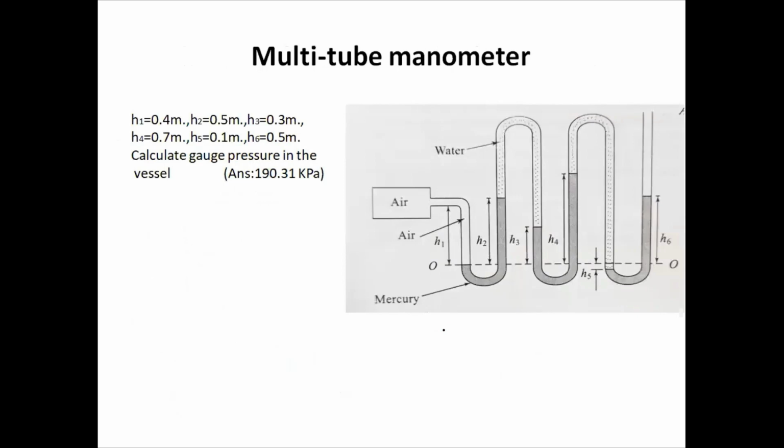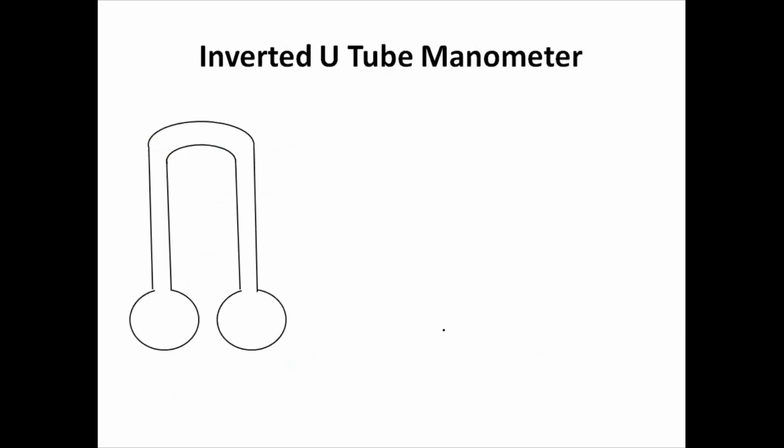Another thing is the inverted tube manometer. The inverted tube manometer is also for gas pressure. Let's say some gas is flowing in the pipeline we are going to measure. Point A and point B. In such cases, the difference between PA and PB is very small, nearly equal, and we are going to find it.